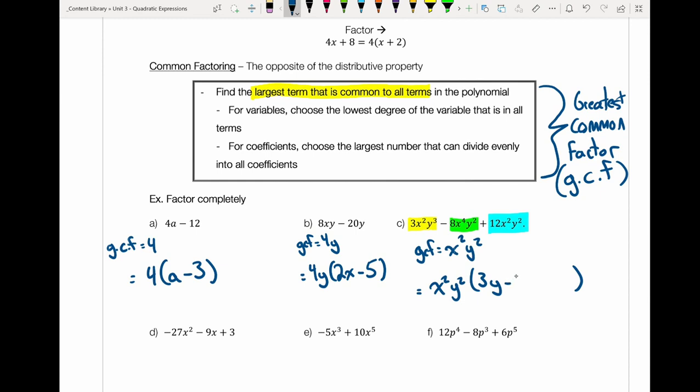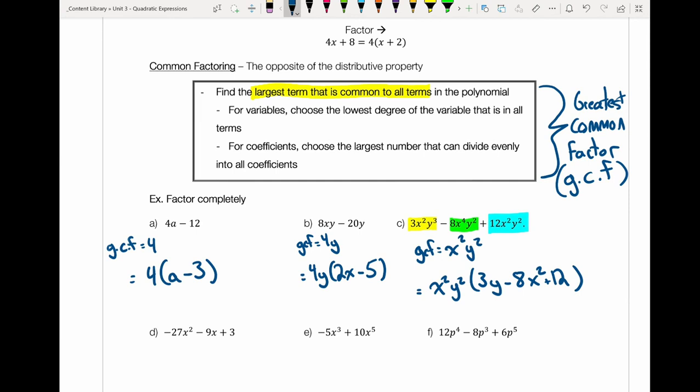So the next one, we have -8, and then x to the power of 4 divided by x squared, or the exponent's 4 minus 2 is 2. Y squared divided by y squared cancels out. And then lastly, 12 divided by 1 is 12. X squareds cancel out, y squareds cancel out when you divide, so I'm left with just 12.